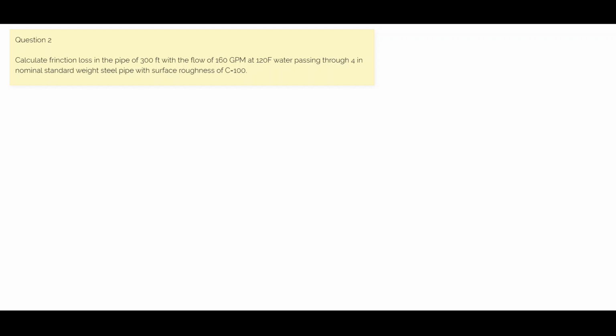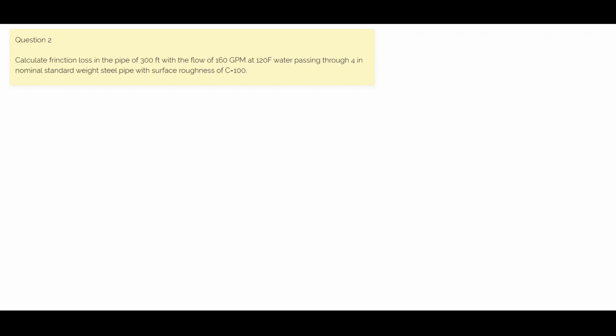Question 2. Calculate friction loss in the pipe of 300 feet with the flow of 160 GPM at 120°F water temperature passing through 4-inch nominal standard weight steel pipe with surface roughness coefficient of C equals 100. In this question, you would start by searching Darcy-Weisbach equation.